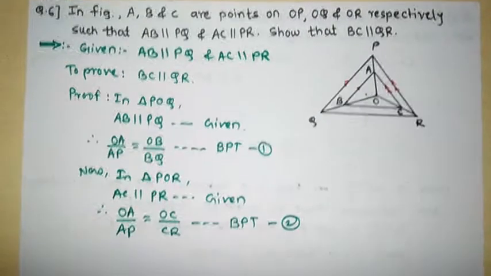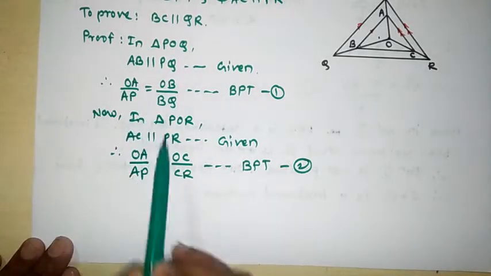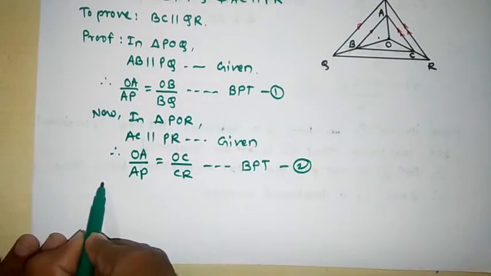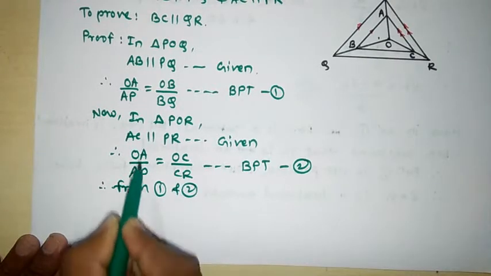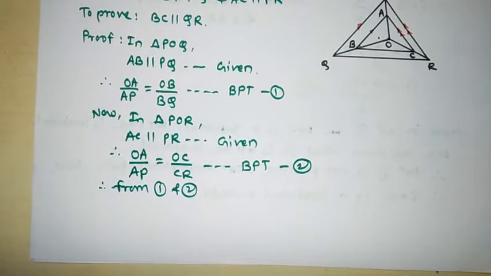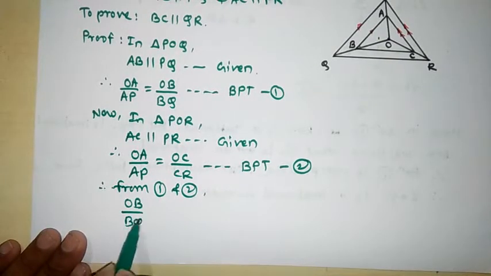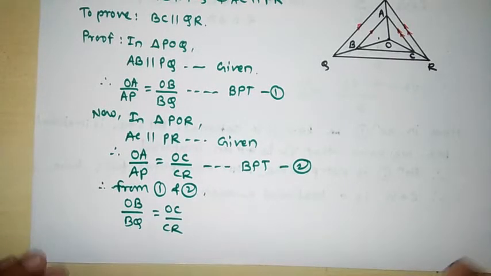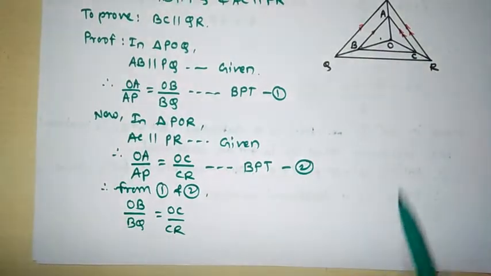Now see here, observe equation number 1 and 2. The LHS of equation 1 and the LHS of equation 2 are both the same. Therefore, from equations 1 and 2, since the LHS are the same, we can say that the RHS are also the same. From 1 and 2, OB divided by BQ is equal to OC divided by CR.